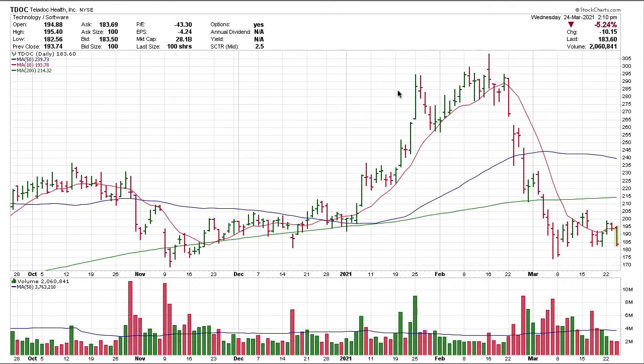Here's Teladoc. This was another very popular stock during the pandemic, where you would be able to contact your doctor over your cell phone. But you can see here the rollover, the breakdown. Here's the 200-day moving average continuing to break down. This stock doesn't look good. Could be a problem for years to come.